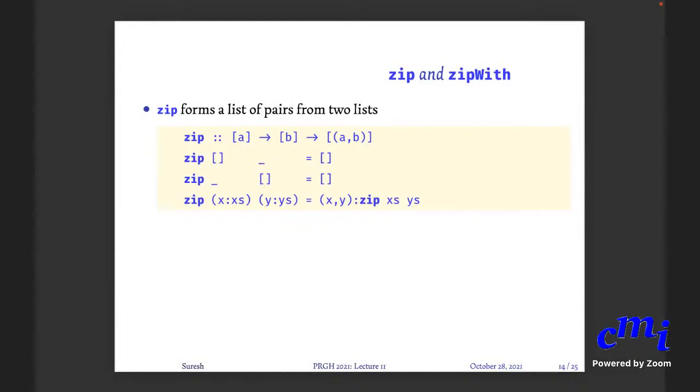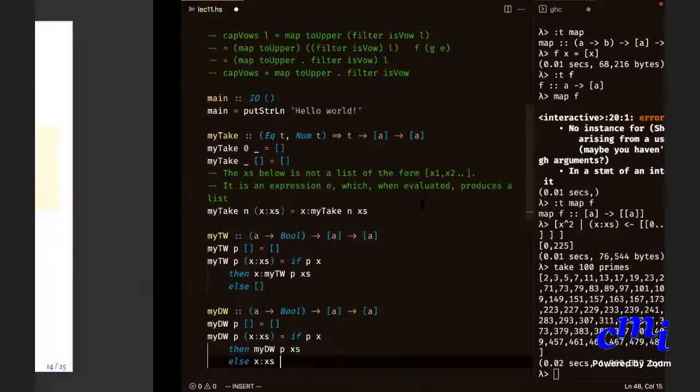Okay, sorry about that. Zip is a nice function. You give it two lists, it will give you a list of pairs. This is very, very useful. So zip of empty list, anything is empty list. Zip of anything, empty list is empty list. Zip of x colon xs, y colon ys is (x, y) followed by zip of xs ys. And here is a nice application for this.